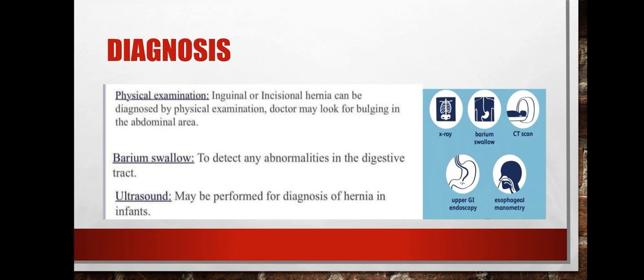Barium swallow can be done to detect any abnormality in the digestive tract. A type of dye is injected into the GIT tract, so if there are any abnormalities, you can detect them by X-ray or CT scan. Ultrasound may be performed for diagnosis of hernia in infants. On the left side picture: X-ray, barium swallow, CT scan, upper GIT endoscopy, and esophageal manometry.